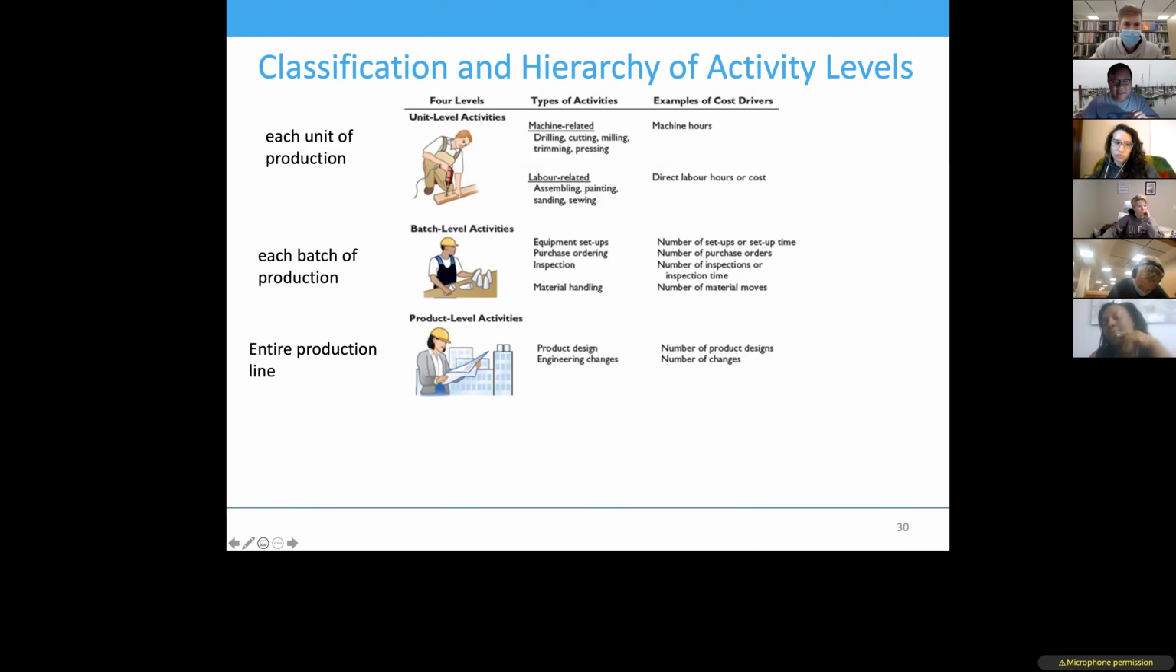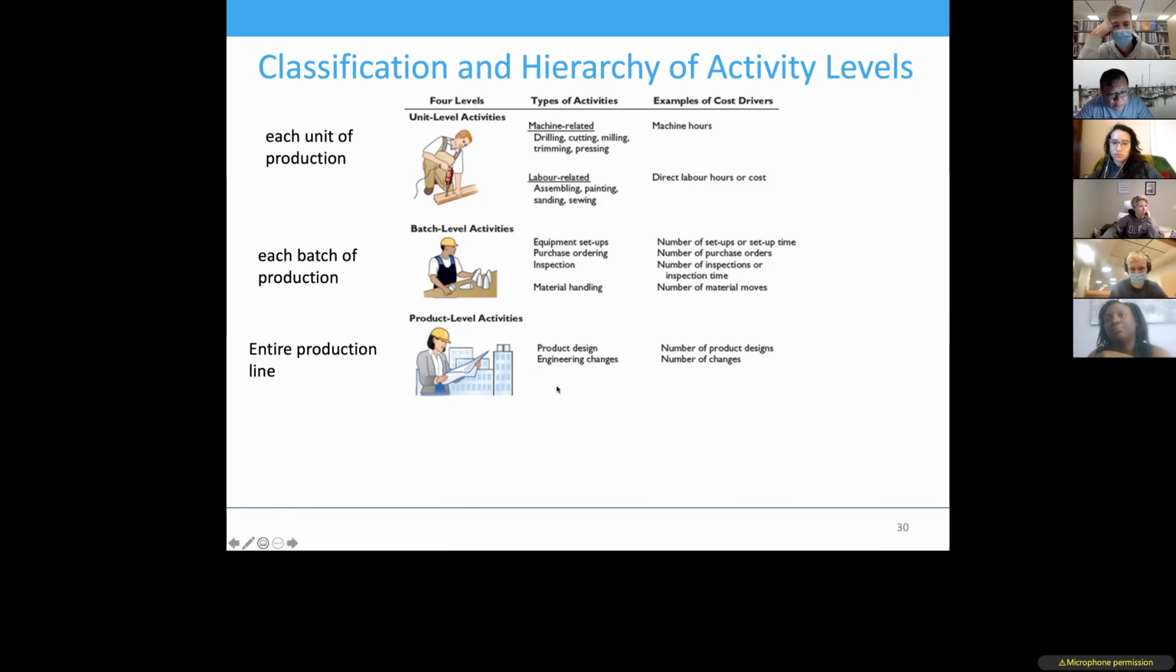So you can see that the product design overhead cost will be related to all the products. All the products will share the cost of the product design. Engineering changes are a similar idea.